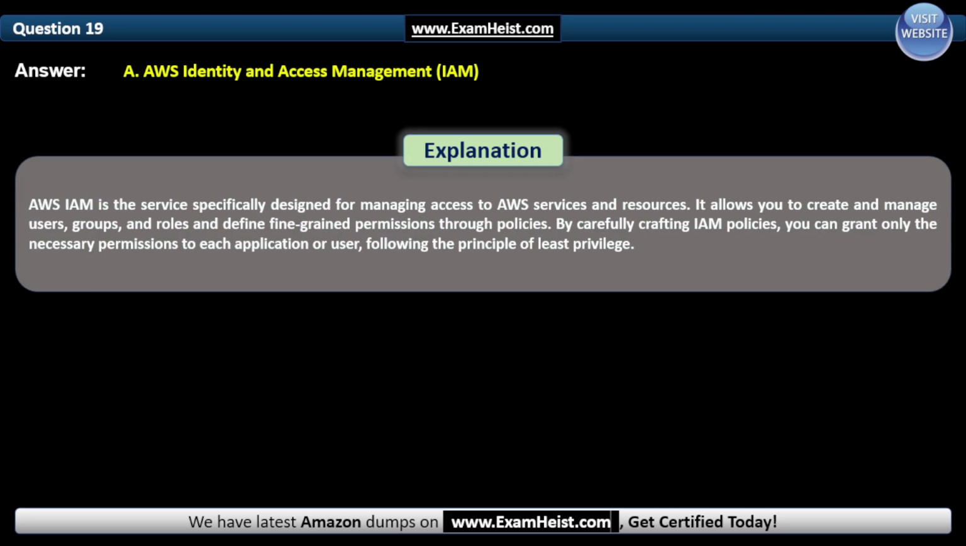IAM is the service specifically designed for managing access to AWS services and resources. It allows you to create and manage users, groups, and roles and define fine grained permissions through policies. By carefully crafting IAM policies, you can grant only the necessary permissions to each application or user, following the principle of least privilege.